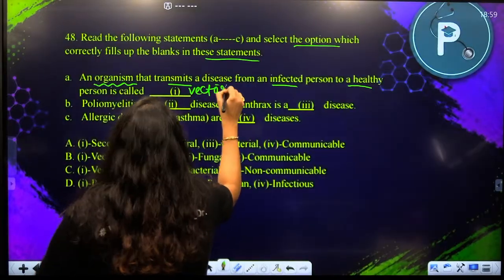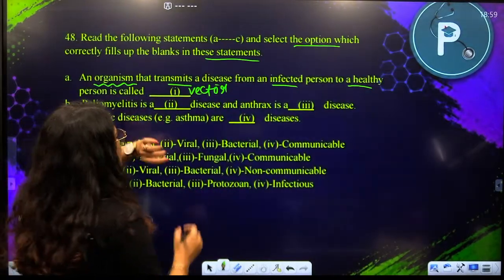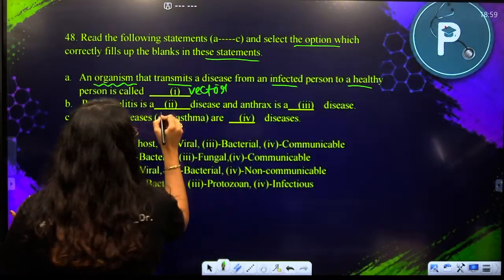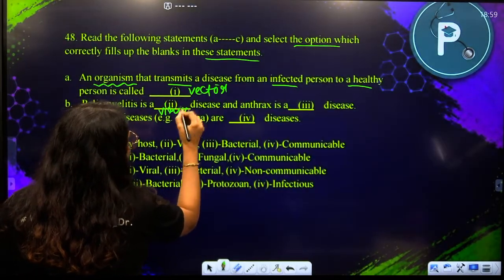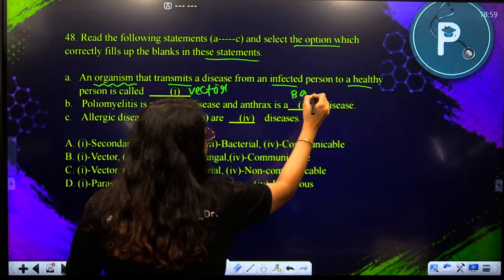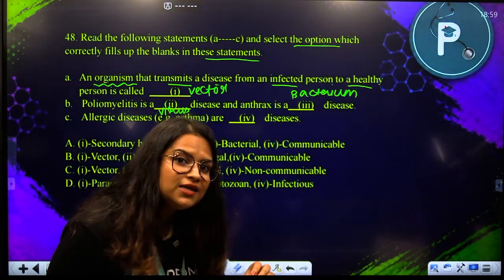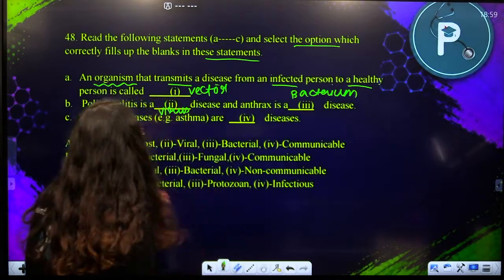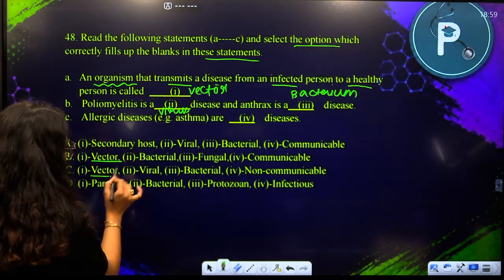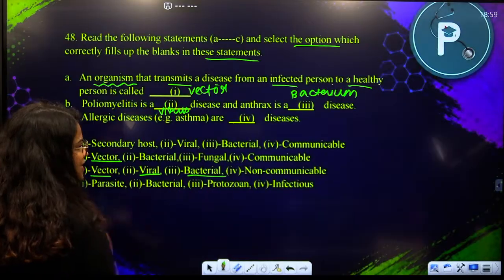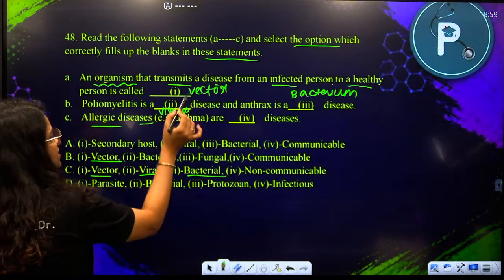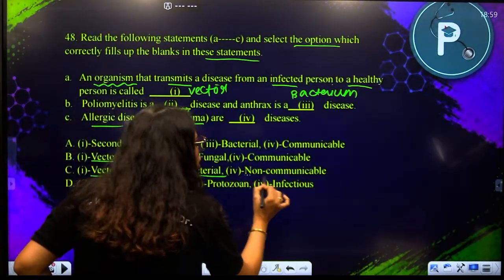One is a vector. Poliomyelitis is a dash disease. That means they're talking about a virus disease. So this is going to be virus. Okay, and anthrax is a bacterial disease, because it is caused by Bacillus anthracis. So we found vector, we found viral, we found bacterial, and allergic disease such as asthma is a non-communicable disease.